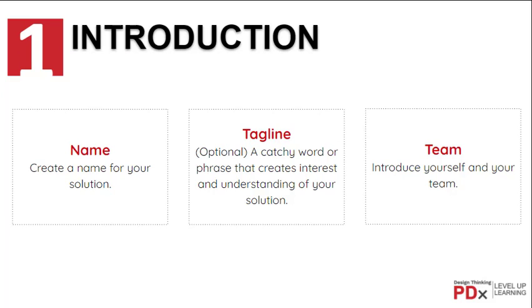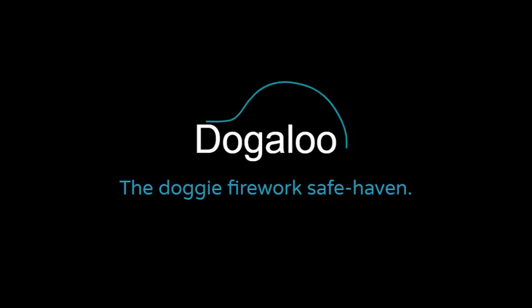That first 30 seconds of introduction, you're just sharing the name for your solution, a tagline if it's applicable, and introducing the team to your audience. It might look something like this. Hi everyone, we're Dogaloo, the Doggy Fireworks Safe Haven. Our team includes myself, Keith Tramper, Sarah Wood, and Eric Kelleher.